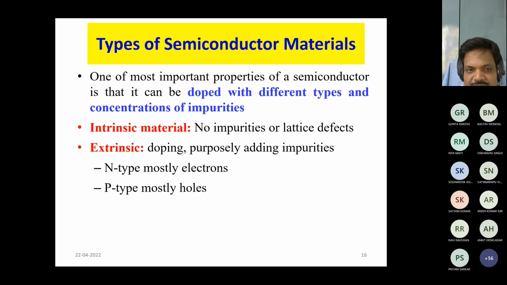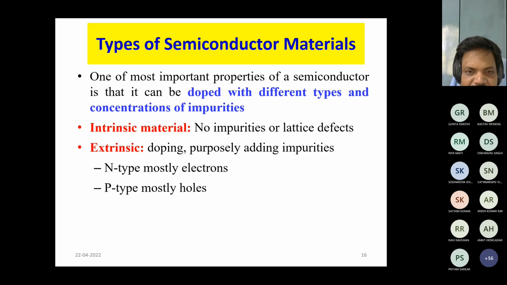Intrinsic semiconductor means there is no impurity, and no defects in the lattice either. So no impurity means what? If we consider silicon or germanium, those materials consist of only silicon atoms or germanium atoms. There are no other impure atoms in the material for this intrinsic material. That is pure in all aspects.